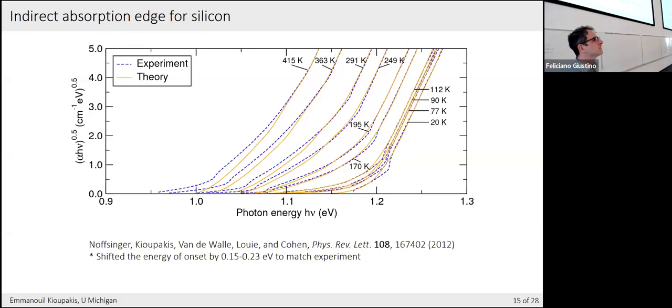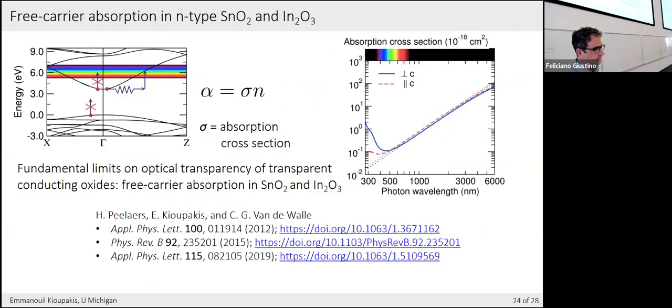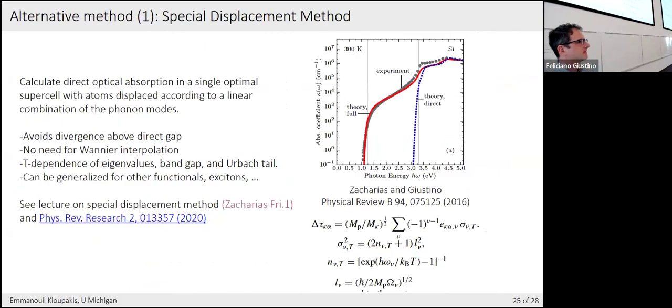When you were talking about the alternative methods, the first one is the special displacement method. If we use a doped semiconductor, for example, and we impose the linear combination of one of the phonon modes, we might actually enhance the phonon assistance by a certain significant amount at some point.